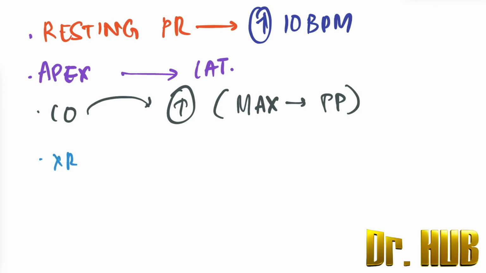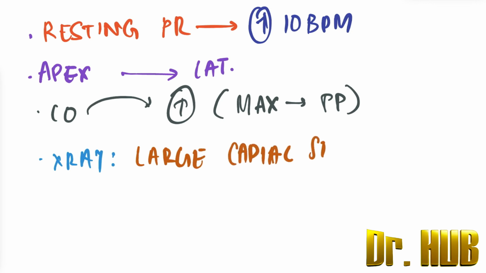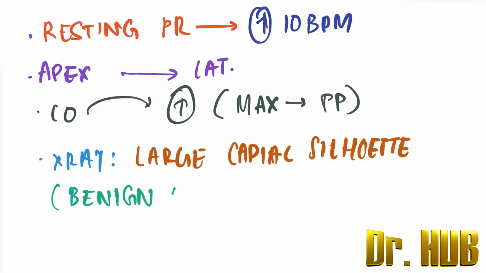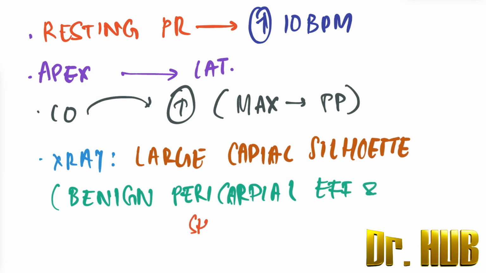When you look at the X-ray, it shows a large cardiac silhouette. This is due to a benign pericardial effusion and a shifted apex.